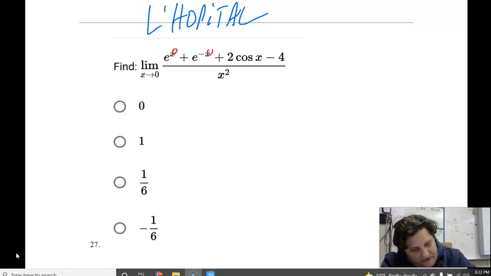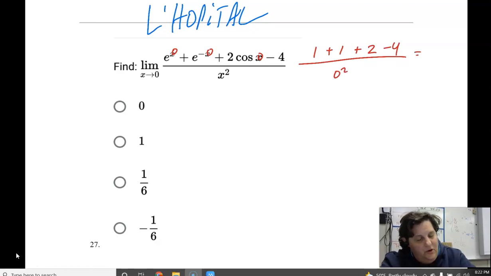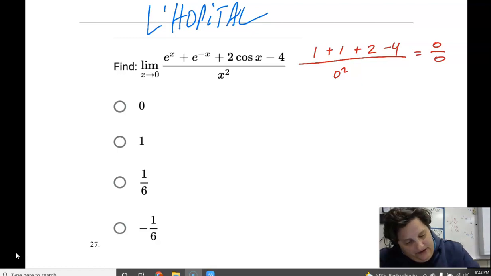to make sure. E to the 0 is 1. E to the negative 0 is 1. The cosine of 0 is 1. So 2 times 1 minus 4. And then over 0 squared. So look, 1 plus 1 plus 2 is 4 minus 4. So I get 0 over 0. Which means I can use L'Hopital. I really hope I only have to do it once.